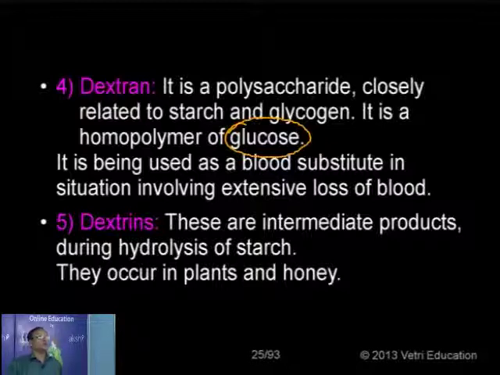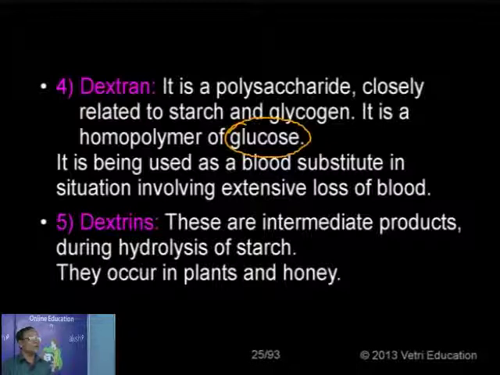It is one of the important materials that is used clinically, very important at times of blood loss. It is used as a substitute when there is a situation involving heavy or extensive loss of blood. So dextran is used as a substitute to provide energy at times when there is a loss of blood due to injury or any other trauma cases. That is about dextran.